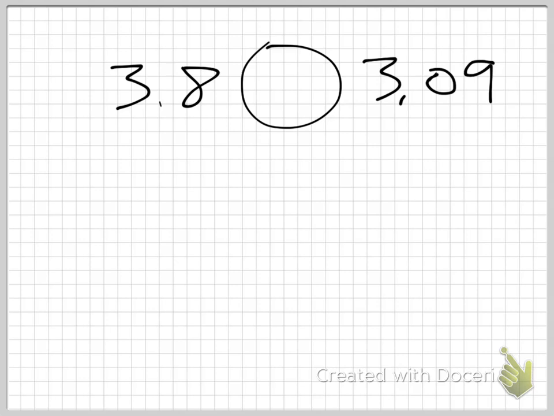Here's the deal. It's just like before. Find the place value. Start on the left. The 3 is in the ones place. This 3 is in the ones place. They're still tied. The next one you go, here's an 8 in the tenths place, and this is a 0 in the tenths place. Which one is bigger? Think of it as money. Would you rather have $3.80 or $3.09? Obviously.